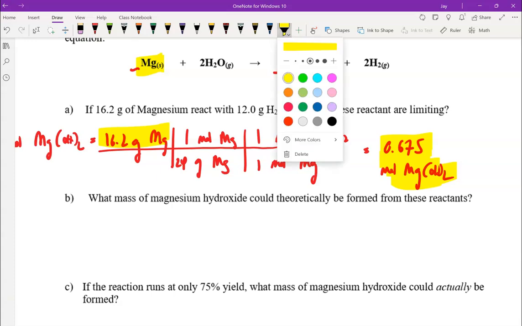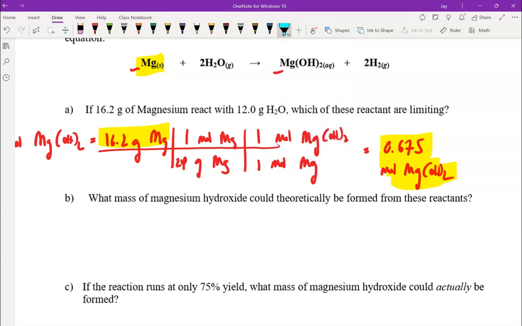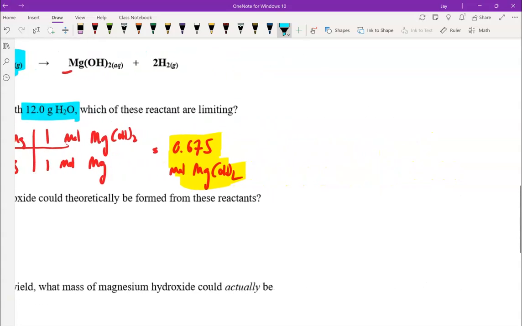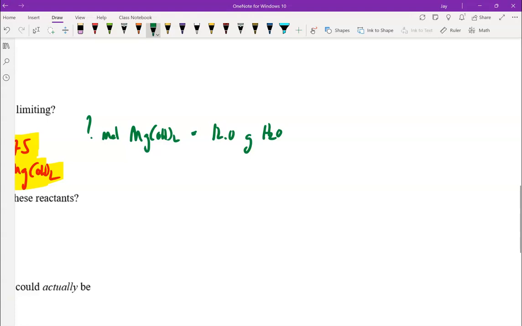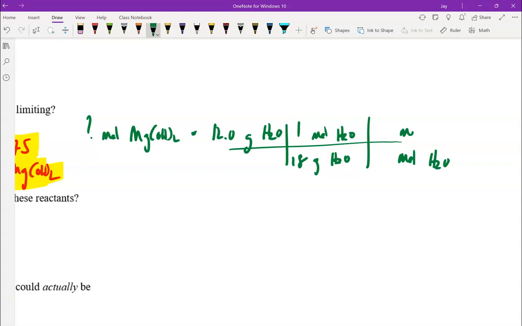Let's do the same thing with the water. How many moles of magnesium hydroxide could we expect to get from our 12 grams of water? We're going to go from grams of water to moles, and we know the molar mass of water is 18 grams.